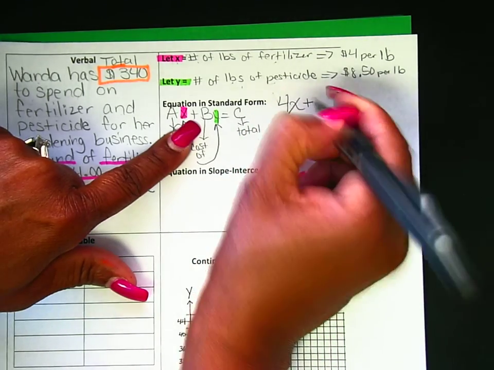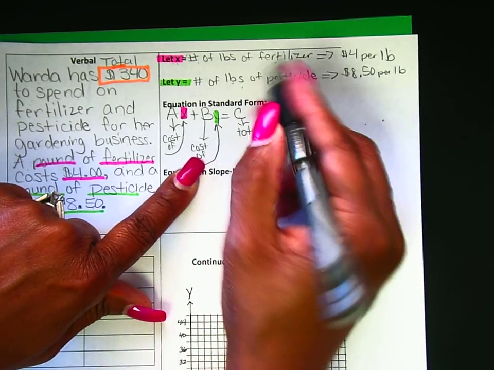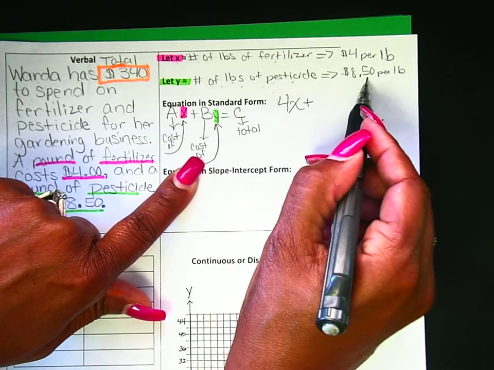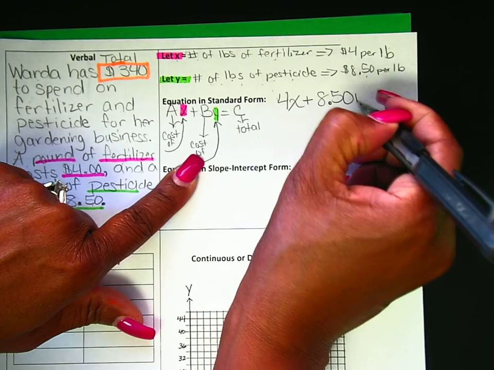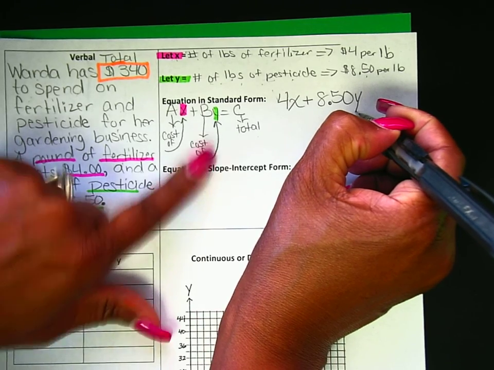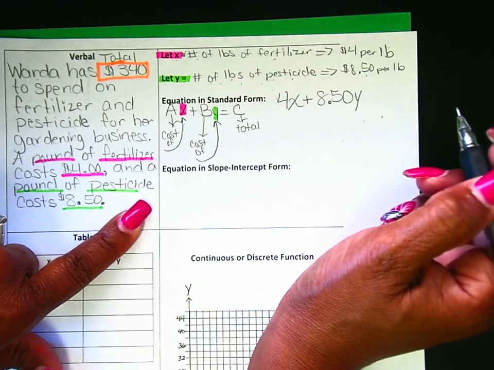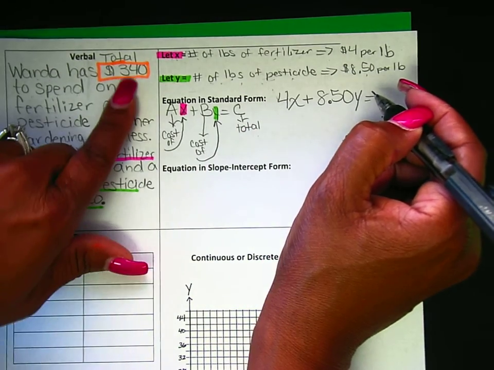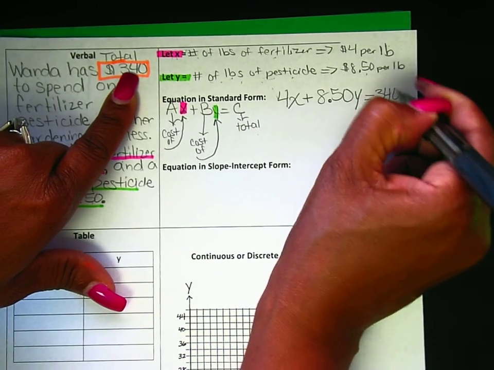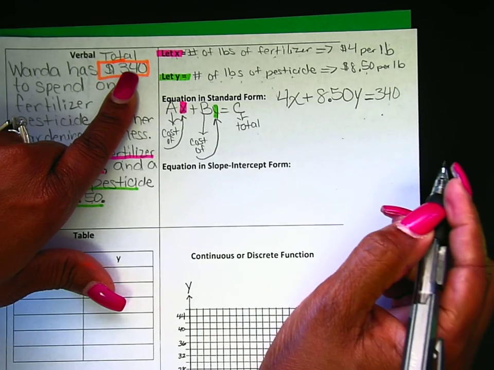I'm gonna write my plus there. B, the cost of Y, the cost of the number of pounds is $8.50 per pound. So I'm gonna say $8.50 per pound for the pesticide, so I'll indicate that with Y, equals the total. The total here is $340. She cannot spend over $340.